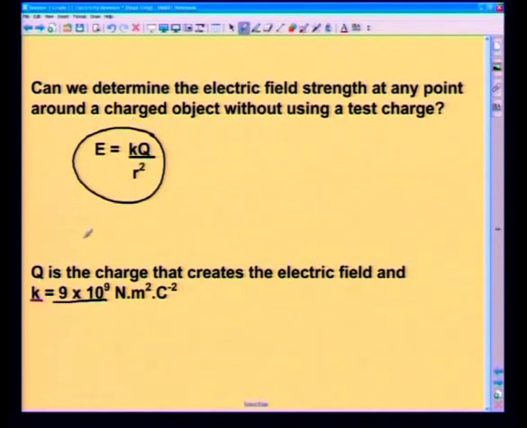Now, for this equation here, we know that Q is the charge that creates the electric field. This time, it's not the small q. It's not the test charge. This time it is the charge that creates the field. Sometimes we refer to it as the mother charge. And then the value of K, which is our constant, is 9 by 10 to the power 9 newton meter squared per coulomb squared.